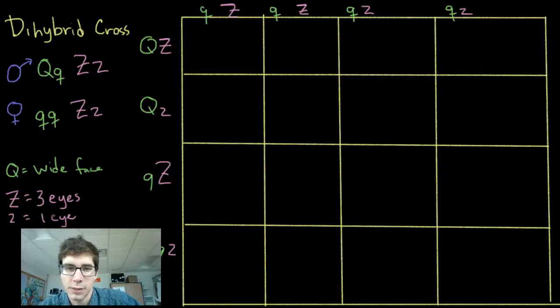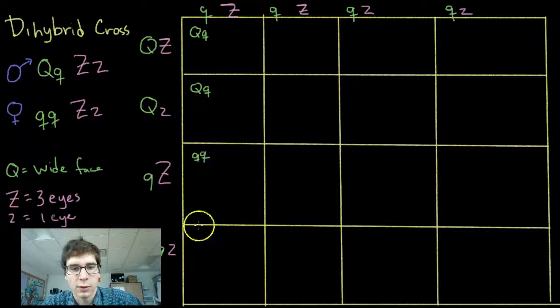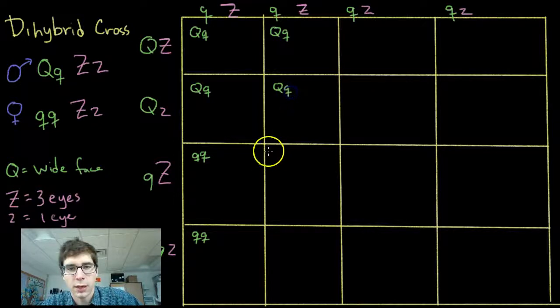Now what we need to do is go through and fill out all 16 of these squares, and we're going to see two genotypes for each of these traits. So we'll have capital Q, lowercase q. Capital Q, lowercase q. Lowercase q, lowercase q. And here we'll have lowercase q, lowercase q. I'm just going to continue doing this, capital, lowercase, lowercase, lowercase, and so on.